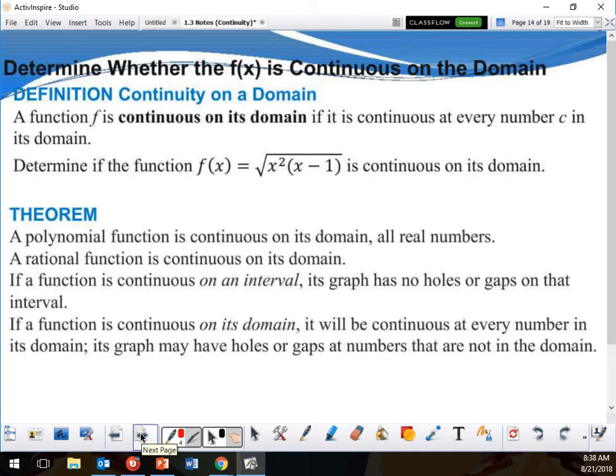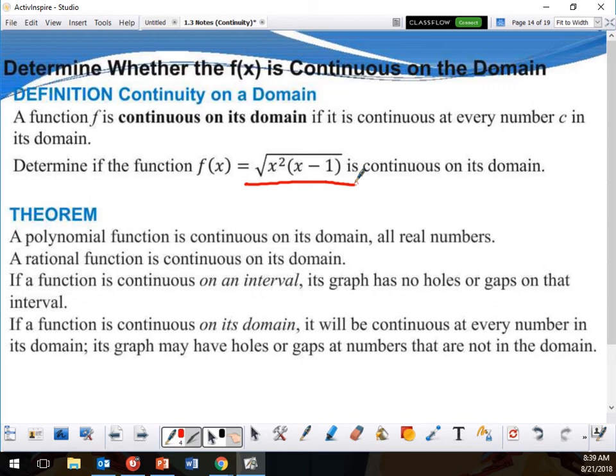Continuity on a domain. Continuous at every number c in its domain. Determine if the function is continuous on its domain. What can I not have on this one right here? Negative. If I were to throw in a negative number in there, can I throw in negative 1? Yes, you can, because it's going to be negative 2.